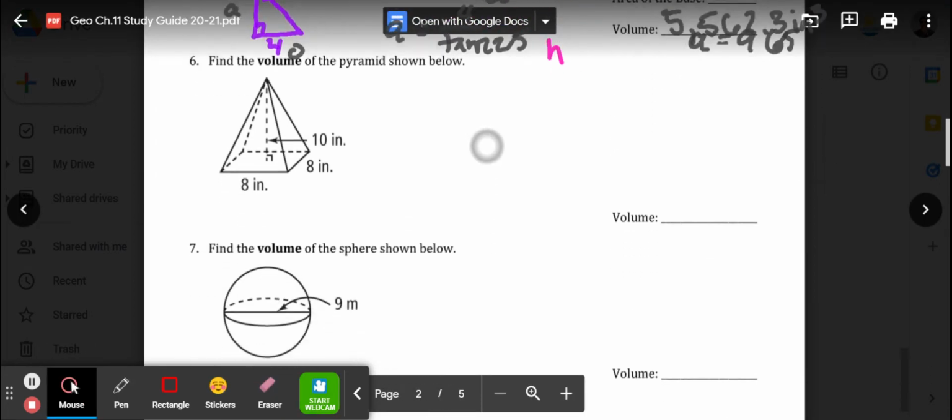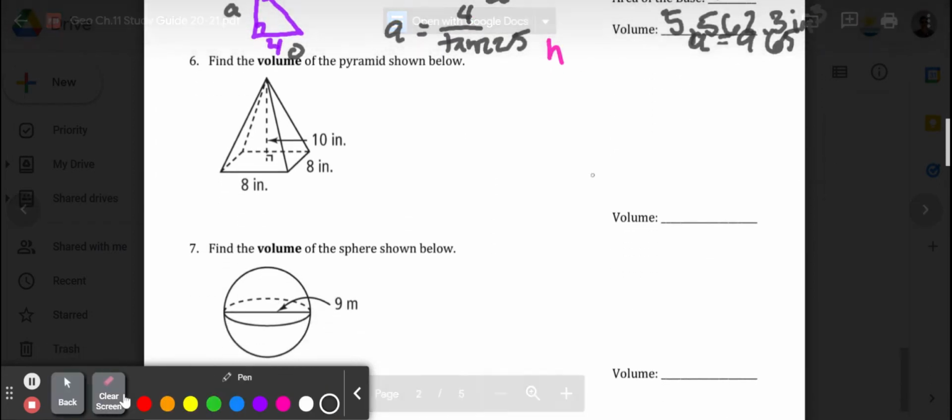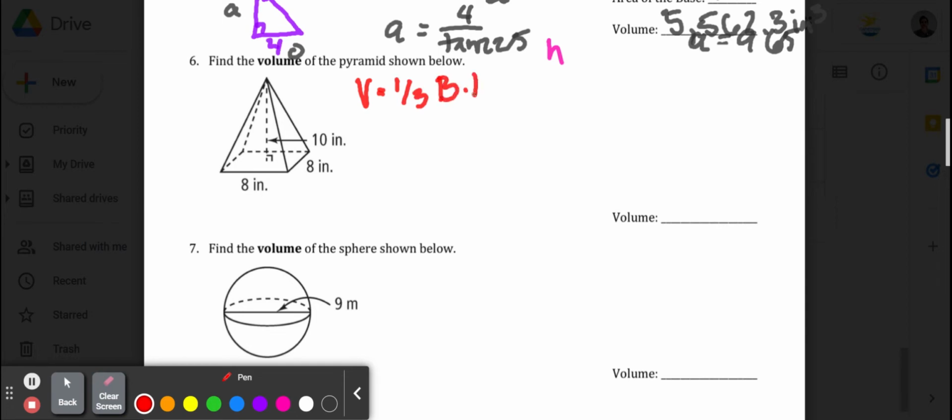All right, number 6. Okay, so again, we have a pyramid, so we're going to use a pyramid formula, which is volume equals 1/3 big B times H. Here our H is very simple, it's 10. Our base is an 8 by 8 square, so it's just 8 times 8, and then 1/3. So that's really easy, it's just 8 times 8 times 10 divided by 3, so we get 213.3 cubic inches. Ooh, nice to have a nice easy one after that.